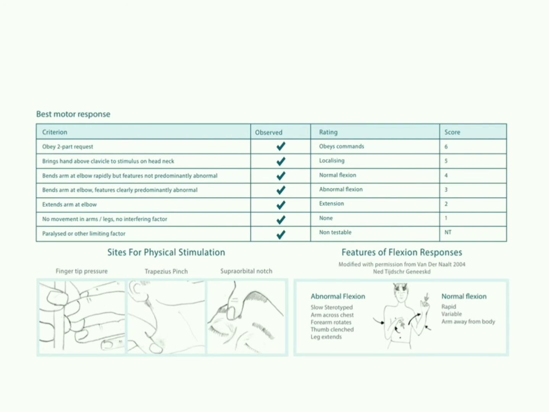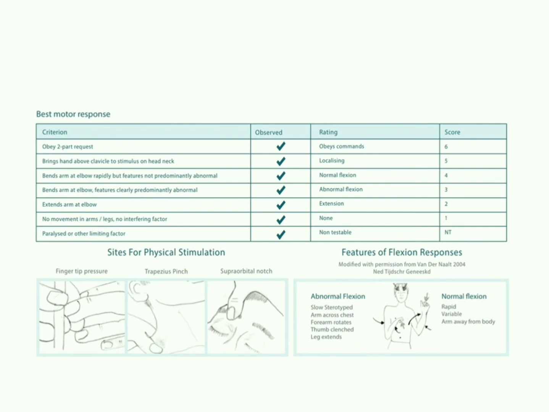If the patient moves their hand above their clavicle, or collarbone, in an attempt to move the stimulus away, record localizes. If their upper limb does not reach above the clavicle, but does flex, then they are either normally or abnormally flexing. In clinical practice, the assessment of these non-localizing responses is based on a combination of both peripheral and central stimulus. In normal flexion, the elbow bends and the arm moves rapidly away from the body and from the stimulus. In abnormal flexion, the elbow bends slowly and the arm comes across the body. If in doubt, record normal flexion.